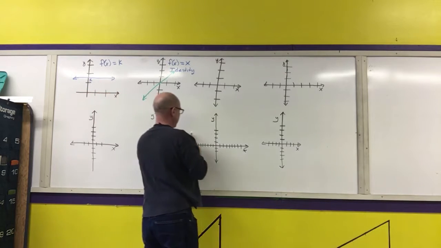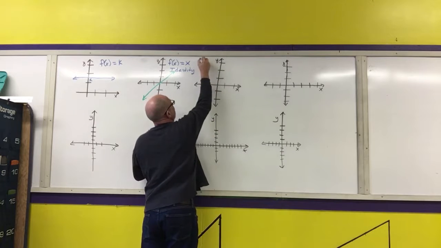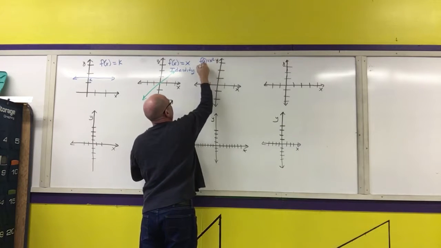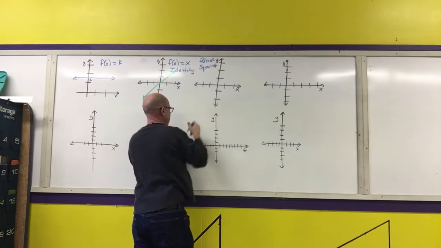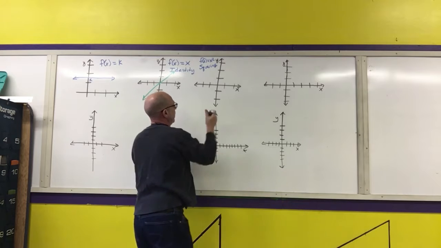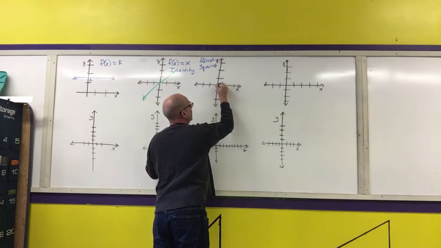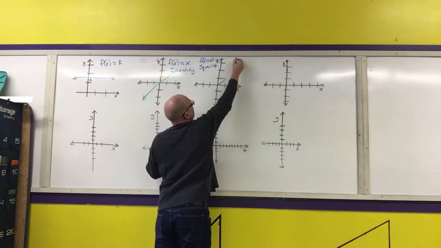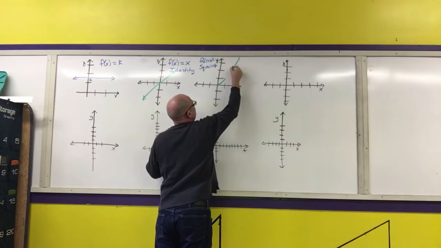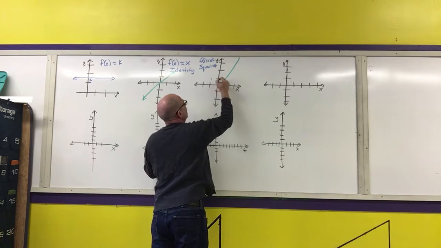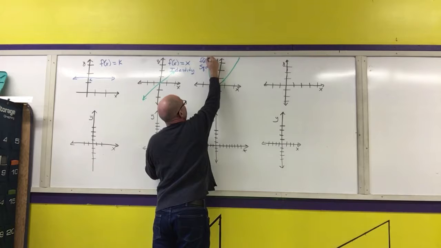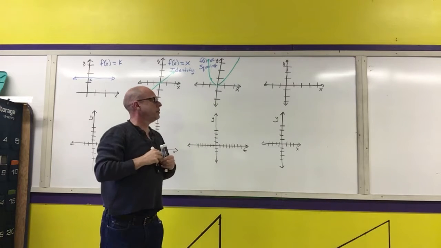The next graph function that we have is f of x equals x squared. We call it the squaring function. And it looks like this. It's a concave up parabola: 0, 1 to 4, negative 1, and up to 4. That's the squaring function.